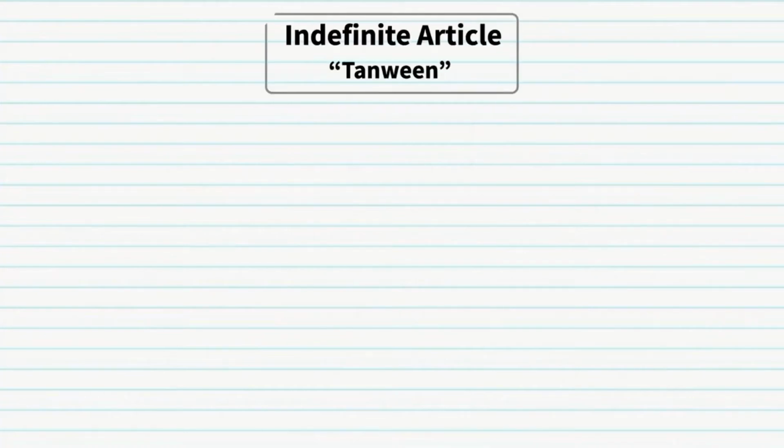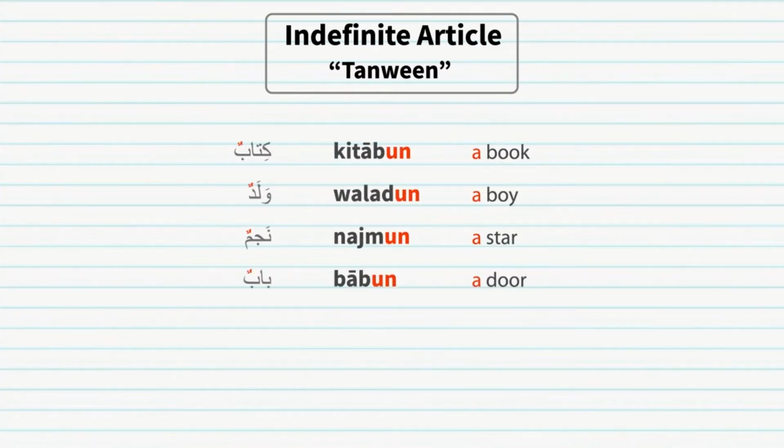Indefinite article. Nouns in Arabic by default are in an indefinite state, and when a noun is indefinite, it has a tanween attached to the end of it. For example, kitabun, waladun, najmun, babun.